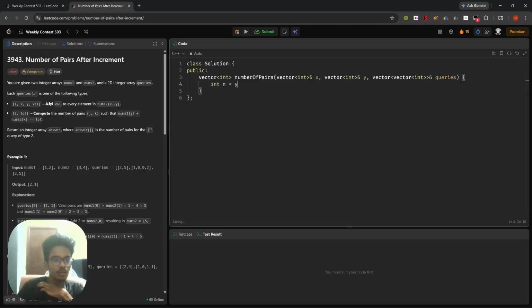You need to apply the operation on only nums2. Y dot size.